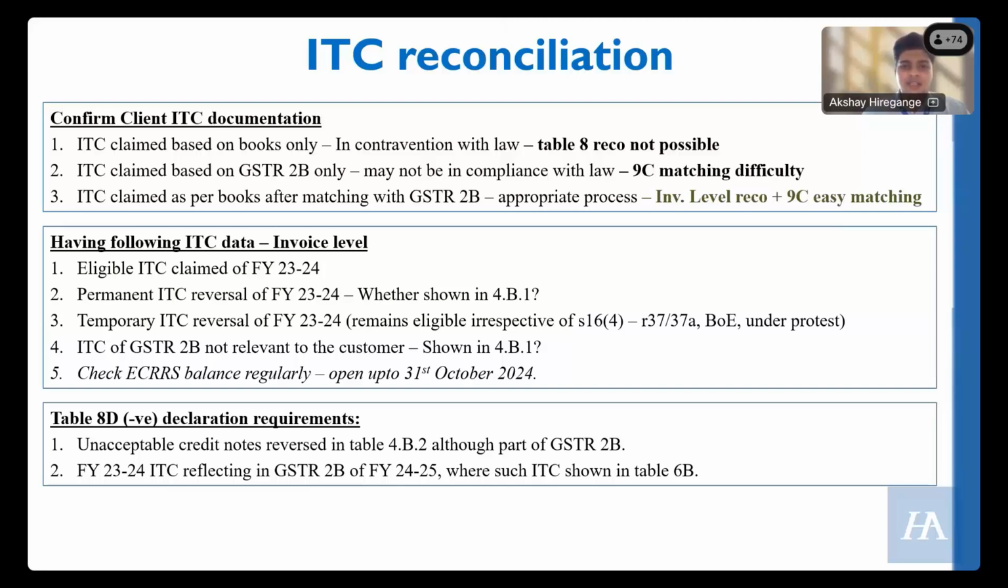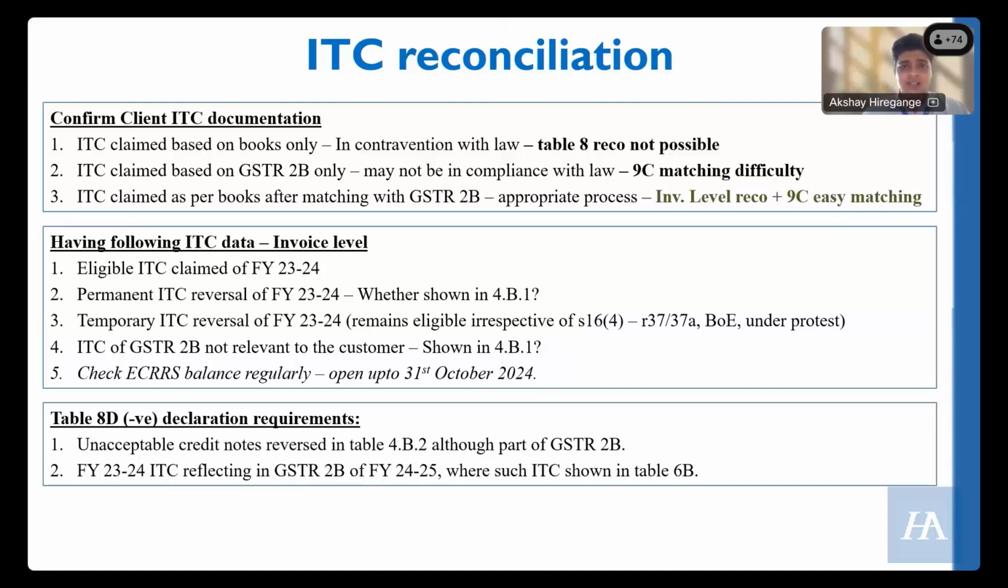If you are reversing the credit as per 37A, whenever he files his GSTR 3B, at that time the credit becomes eligible again. Again, Rule 37, 37A, once ITC is reversed under these rules, there is no time limit to reclaim. Once payment is made to vendor or once vendor has filed 3B, the credit is again eligible.